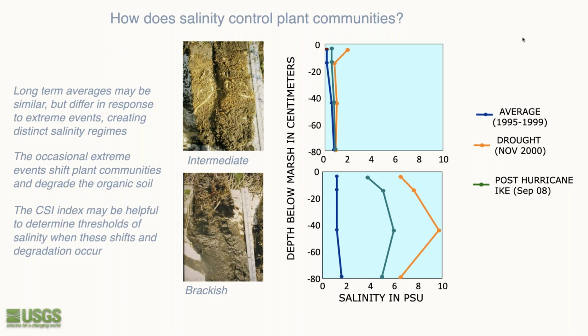So what we want to try to do is use the CSI to see if we can understand when the soil or when the plant community shifts from one to the other, and try to prevent that if there's any actions that can be taken. Next slide.